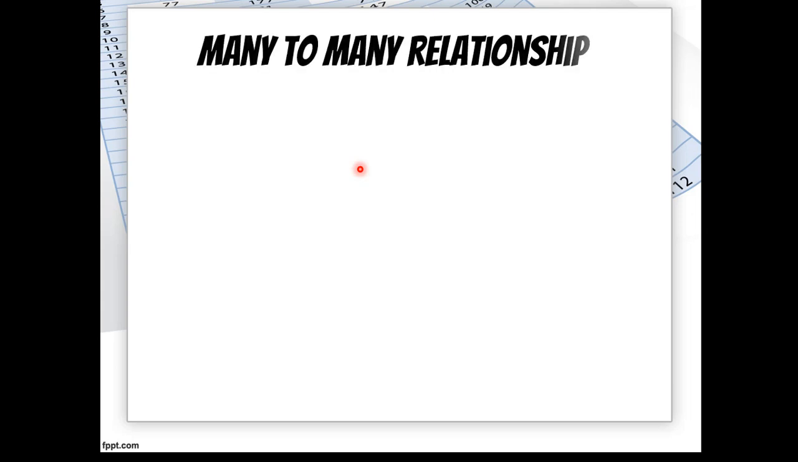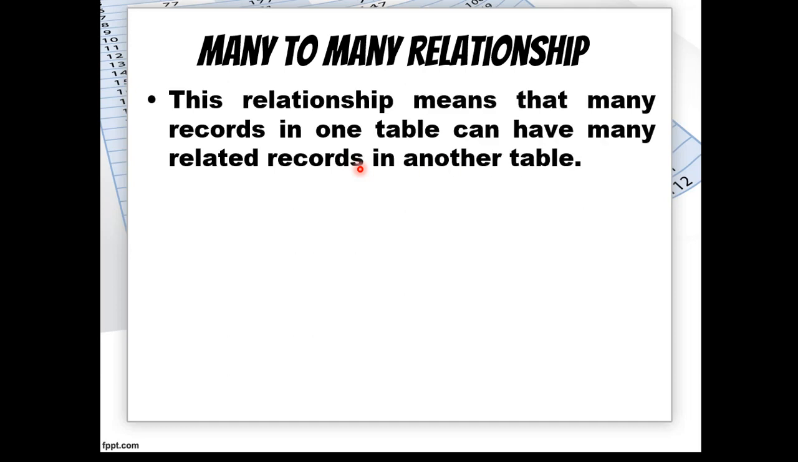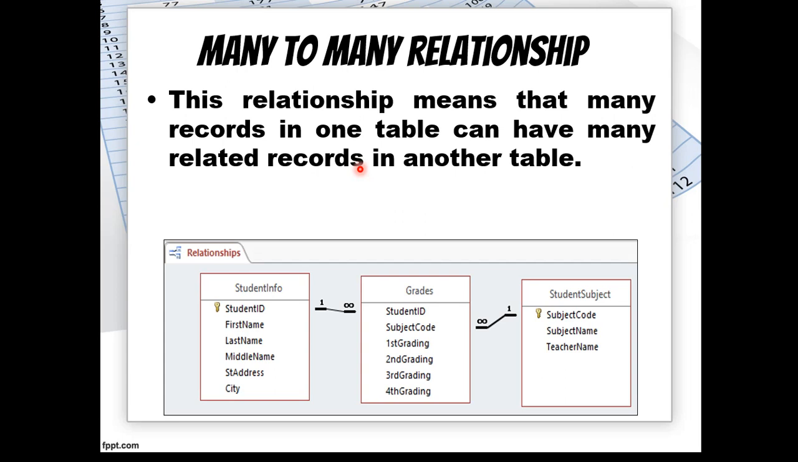Next, para mas maayos ding tignan. Okay? Next, we have also what we call the many-to-many relationship. From the word itself, many records can have many related records in the other table, into another table. So, many-to-many relationship is composed of two one-to-many relationship.